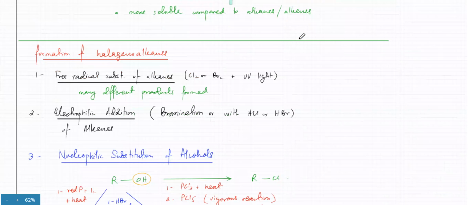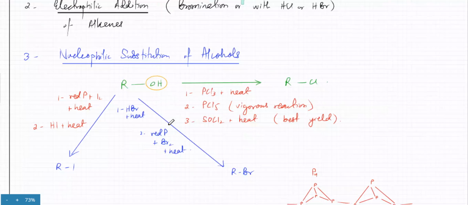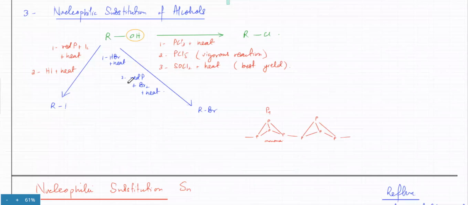Then we talked about the formation of halogenoalkanes, which was free radical substitution of alkanes, electrophilic addition of alkenes, which we have already done, like bromination. And then we started talking about nucleophilic substitution of alcohols, that you could get rid of the OH and substitute the OH with Cl or with Br or with I.